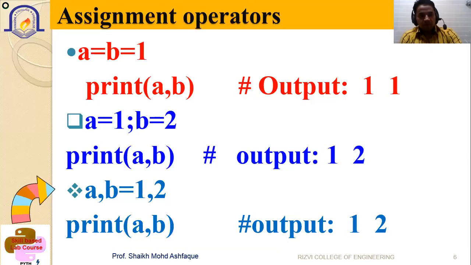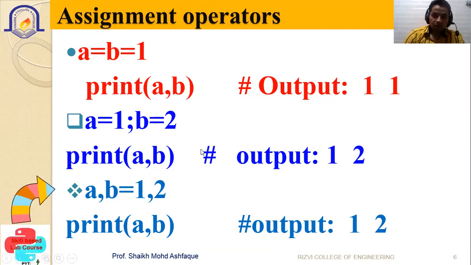Next, some new concept is here. Assignment operator. Suppose you have written a is equal to b is equal to 1. So whenever you are printing print a comma b, it will return the value as output as 1 and 1. Suppose the second statement is a is equal to 1, b is equal to 2. Whenever you are printing print a comma b, it will print the output as 1 2.